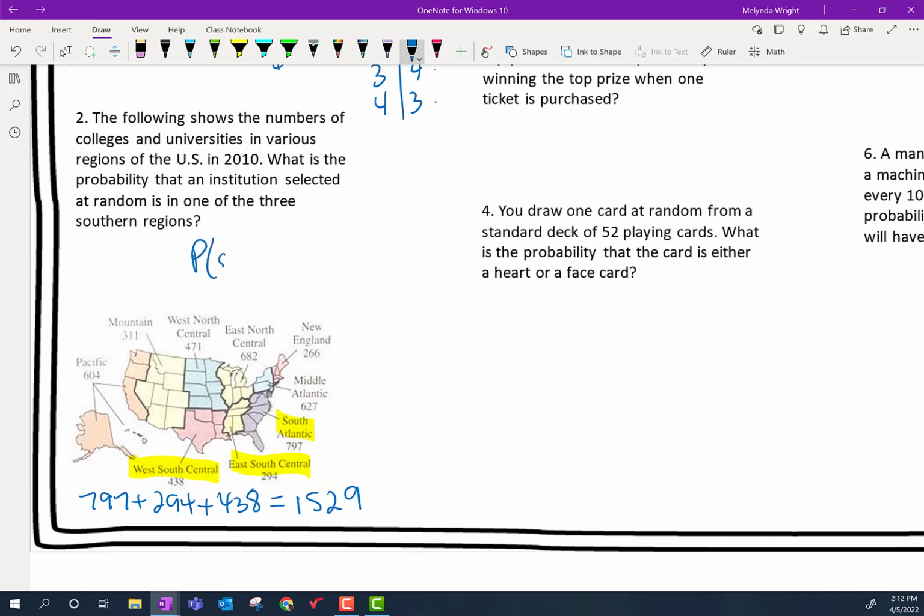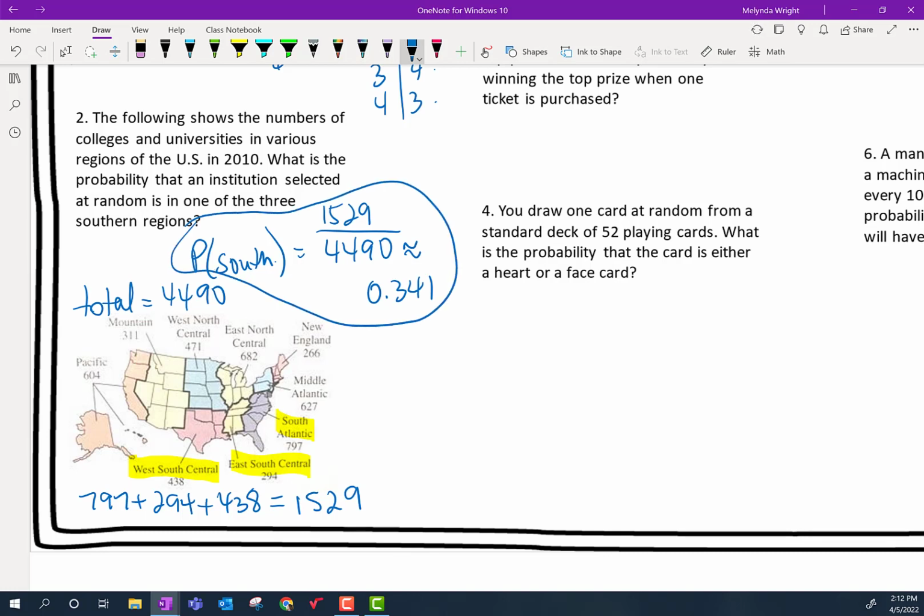All right, so what do we want? So probability of southern would be 1,529 over, well, we would need to figure out the total, so we have to add up all of those numbers, which I did. Of course, you would have a calculator. 4,490. So that would be our fraction. Now that is a weird fraction. You could certainly leave it like that, or if you wanted to do a decimal approximation, that would be fine. Our decimal approximation would be 0.341.